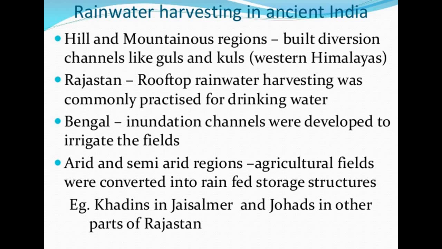Then arid and semi-arid regions were also there for agriculture. Fields were converted into rain-fed storage structures, for example Khadins in Jaisalmer and Johads in other parts of Rajasthan, which were quite famous for saving water.